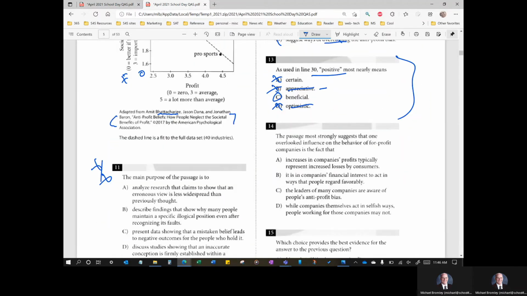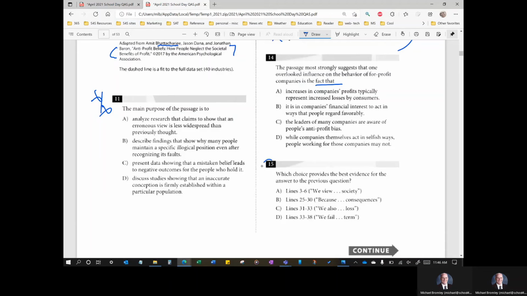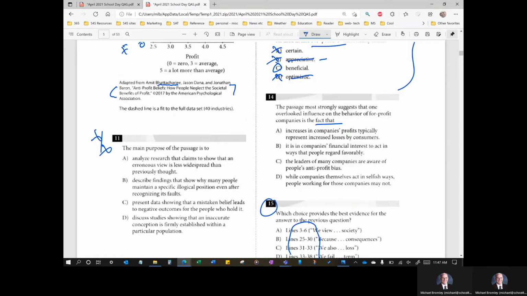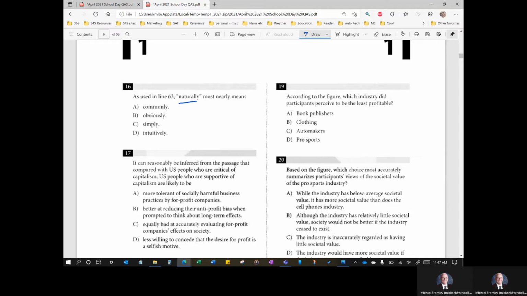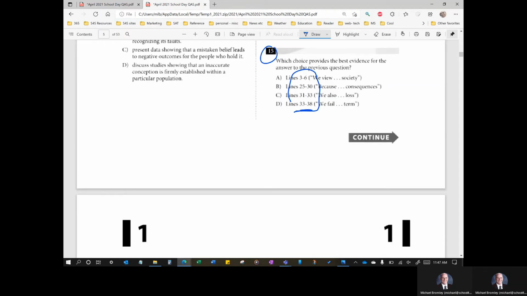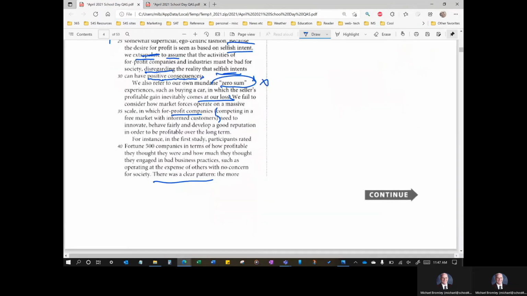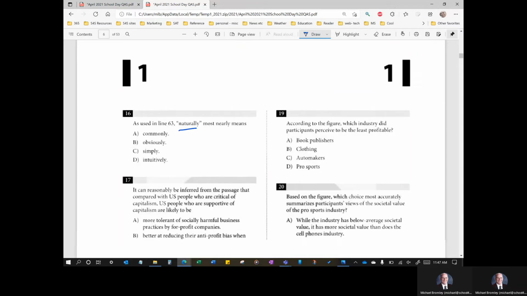All right, passage. So I've done two questions now. Strongly suggests that one overlooked influence of behavior for profit companies is the fact that, and then we've got evidence. So the evidence is from the first questions. So I'm going to go ahead and get these done, 14 and 15. I'll mark 15, but I'm going to go ahead and peek more. I got naturally. I could do this one. Let's go up to do naturally. But you know what? This comes later. So since this evidence is only down to here, I'm going to go here.